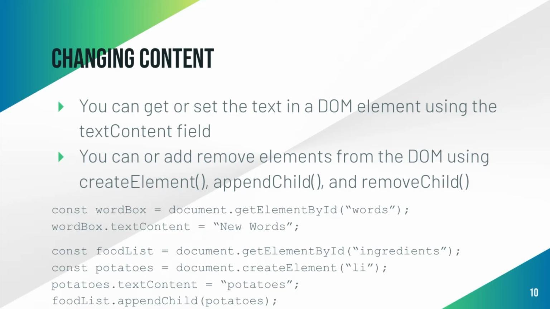The next example is going to get the element whose ID is ingredients, and then you're creating an element. That's in const potatoes equals document.createElement, which is going to create one of those li tags, or list element. It doesn't go into the HTML yet. You'll have to do that in the last line, which is foodList.appendChild(potatoes). And the line right above that is setting the text of that new element we created to potatoes.